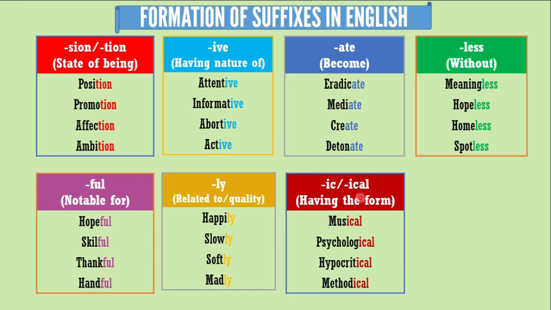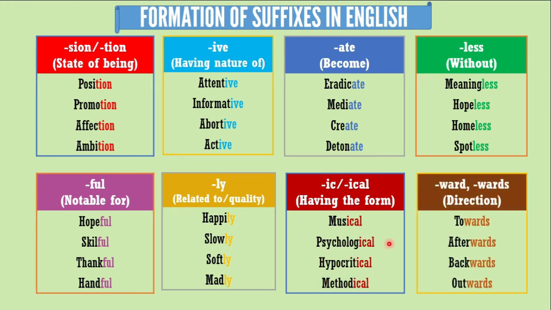IC or ICAL, having the form: musical, psychological, hypocritical, methodical. Word or words, that means direction, towards: afterwards, backwards, or outwards. These are a few more suffixes and prefixes. Then which one comes first or which one is added at the last to use, you have to learn it properly. Suffix and prefix are everywhere.